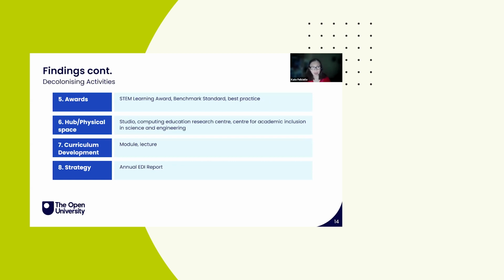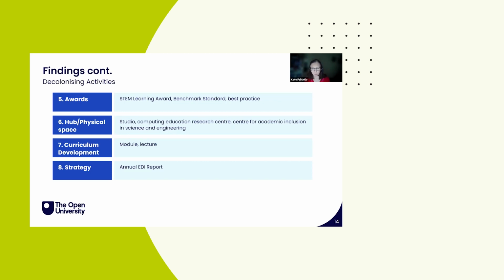So moving on, we had any awards that have been gained by the teams. We already mentioned previously that we looked at Athena Swan, so we haven't looked at that here, but any additional STEM learning awards, benchmark standards, best practice, whether there are any hubs or physical spaces. Probably now more online hubs since the COVID pandemic, but some universities do have physical spaces.